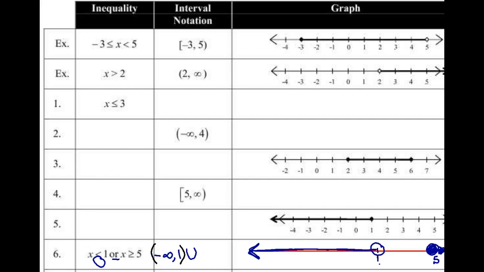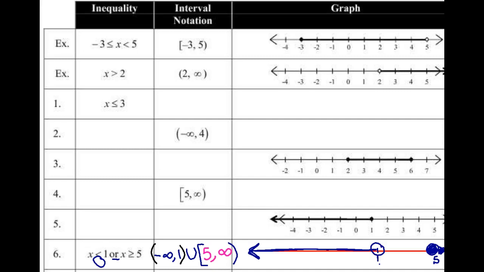Then the second part will be x more than 5. So the smallest x value is a 5. And then it goes on forever, which is infinity. Again, we can't tell what value infinity is, so it gets the open hole. But 5 has a black spot, so we know we have enough ink to fill it. Therefore, we're going to use the brackets. That means my 5 is included for the values of x.